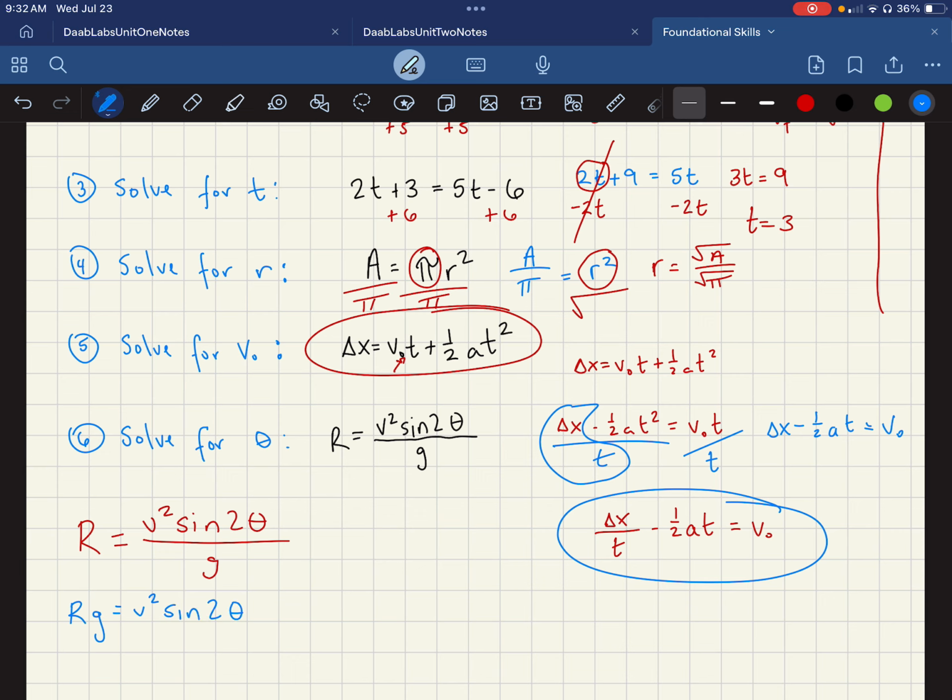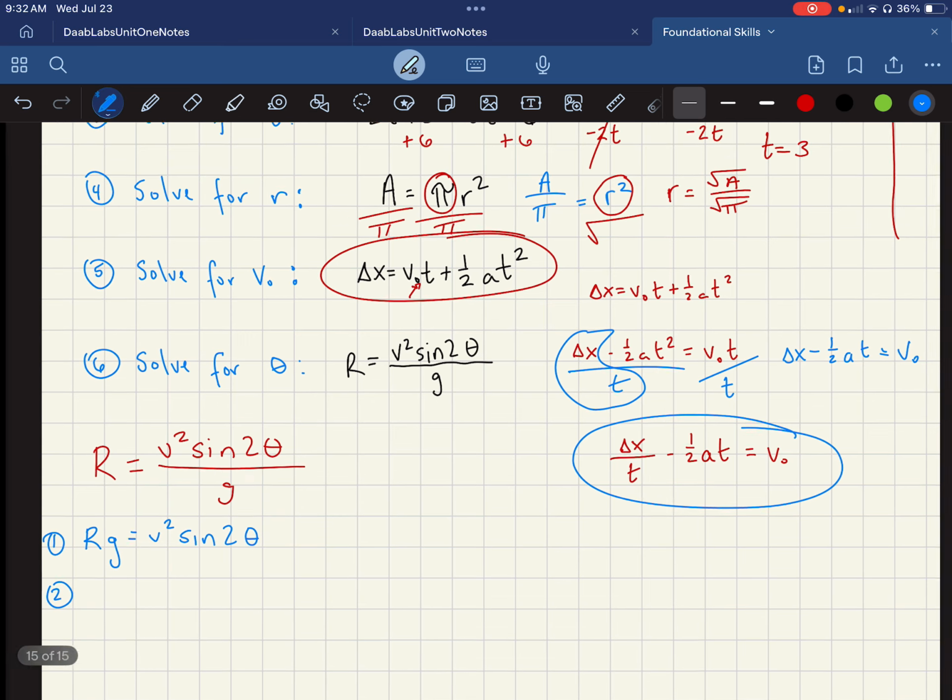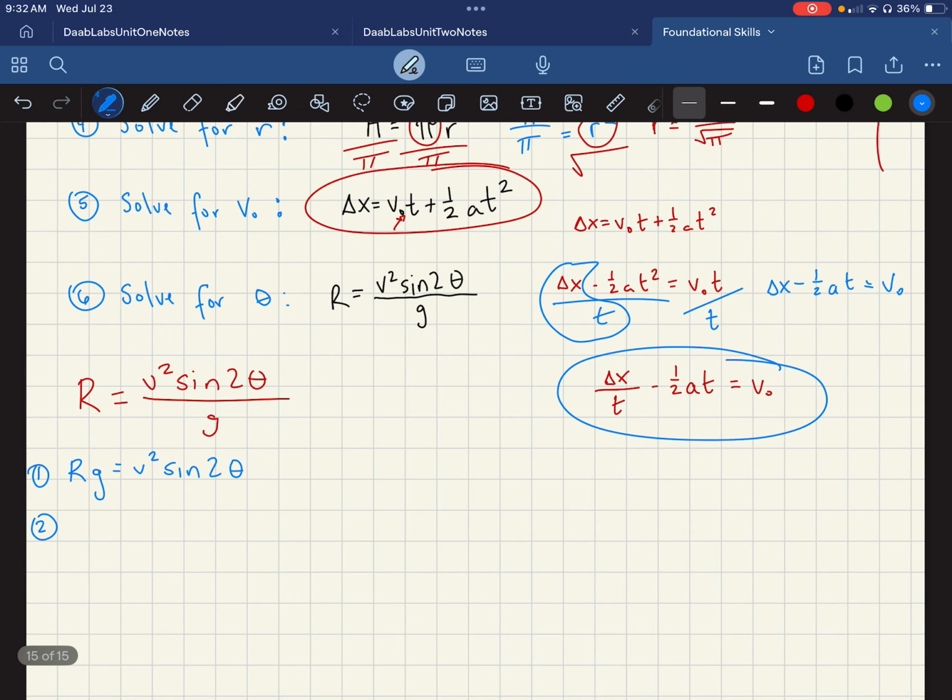All right. So we'll say that was step 1. And then let's go to step 2. Let's go ahead and get that v squared over there. So now we're going to end up with rg over v squared, because we're able to divide both sides by v squared. So now I'm saying r times g over v squared will equal sine 2 theta, okay?